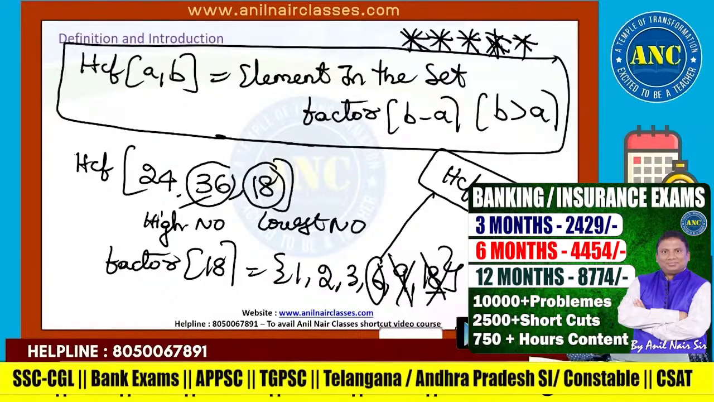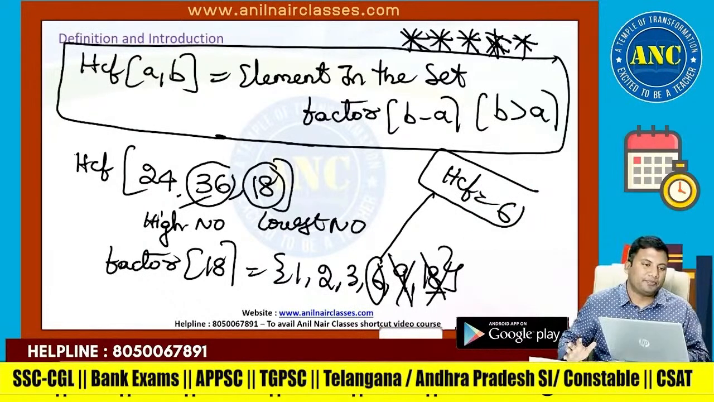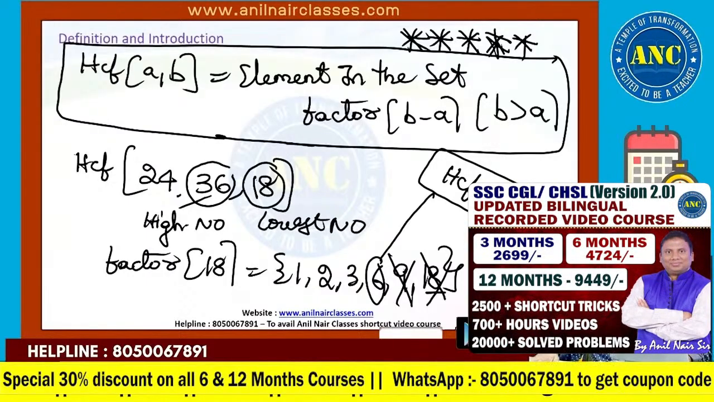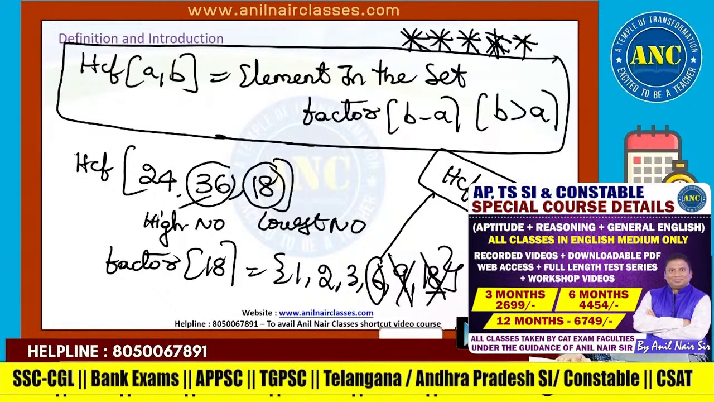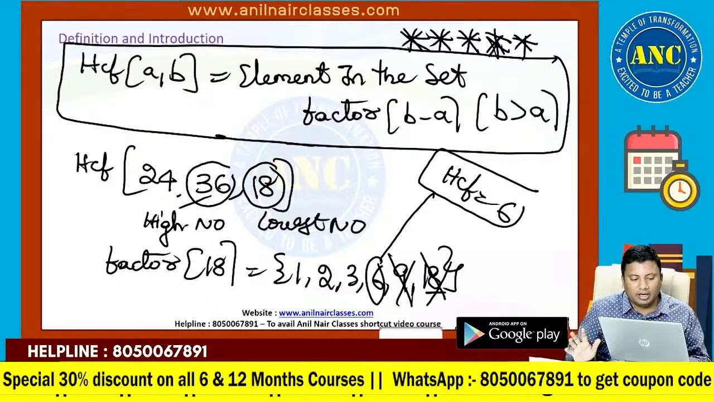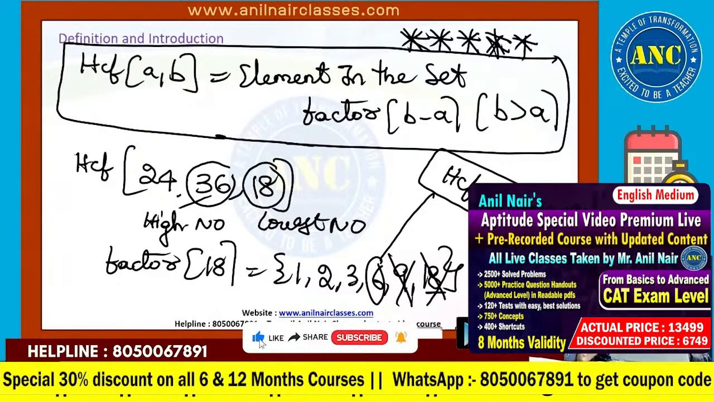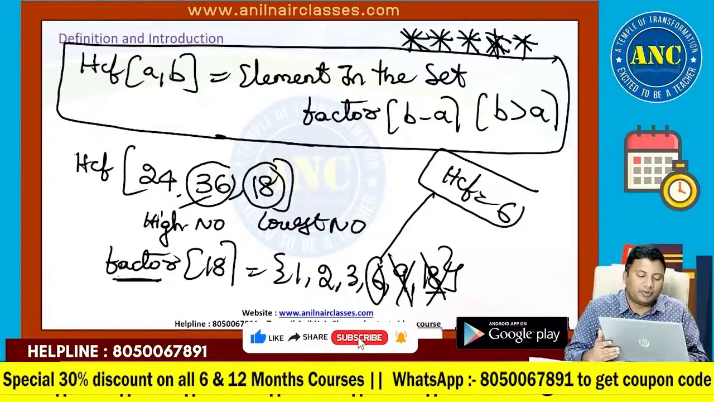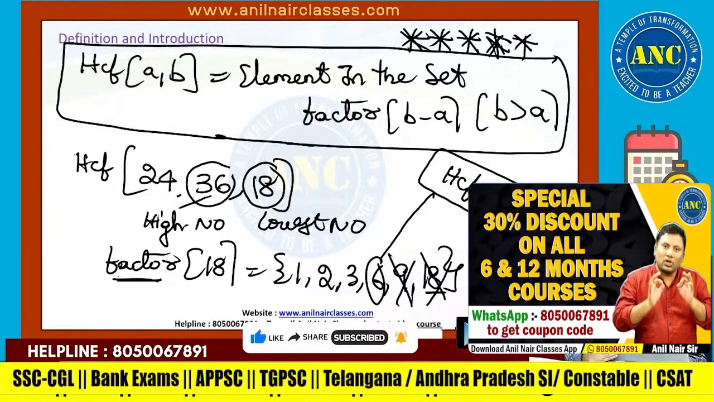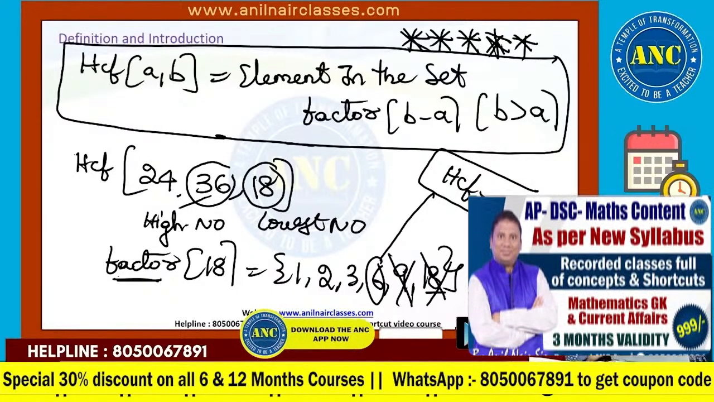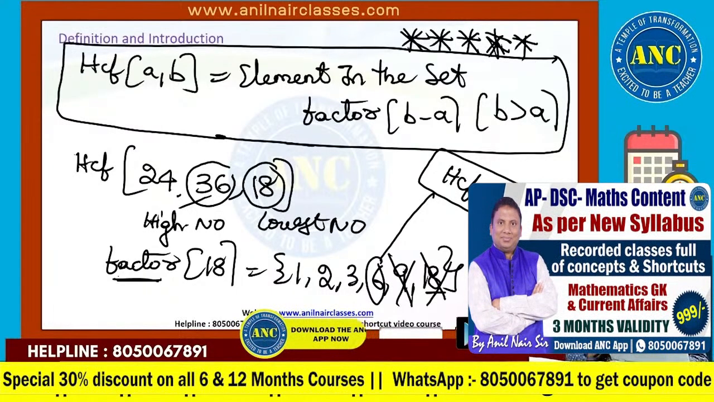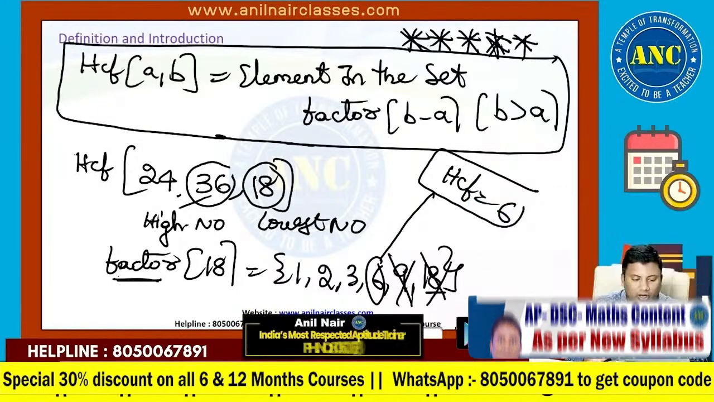If more than 2 numbers are there, take the lowest number present in the set. Take the highest number present in the set. Take the difference between the 2 numbers. Determine the factors for the difference between the lowest number and the highest number. I hope it is clear.